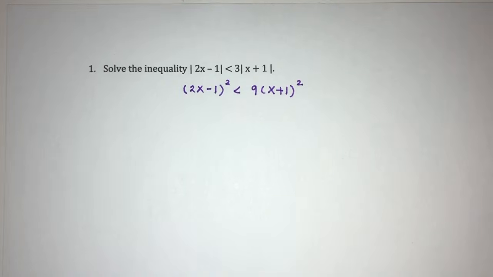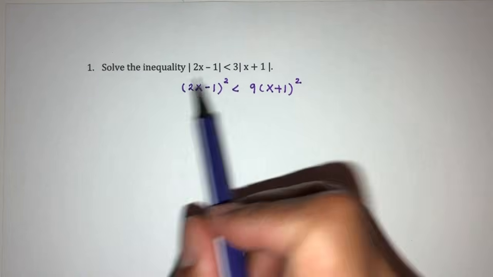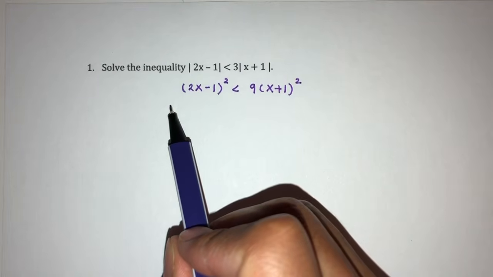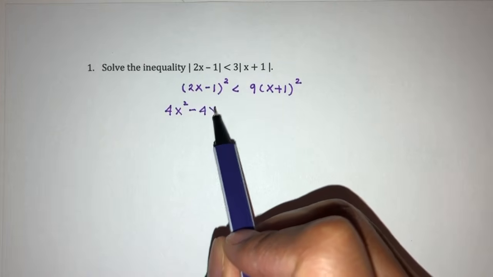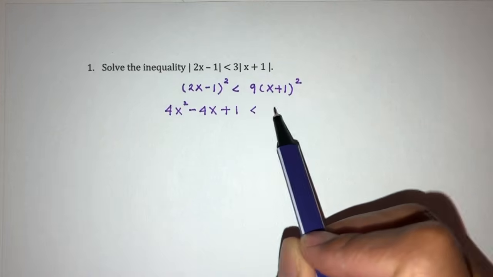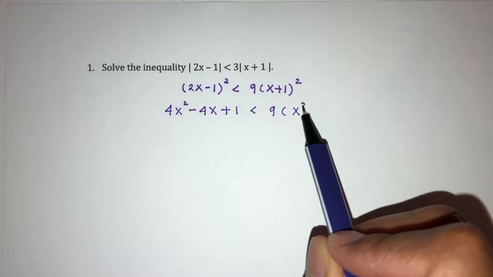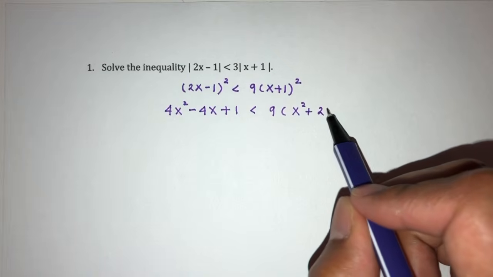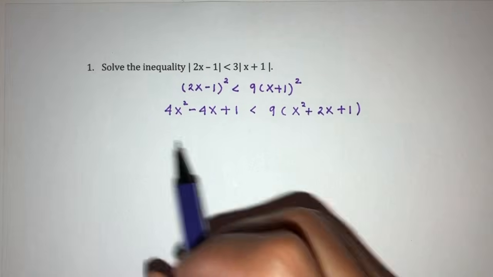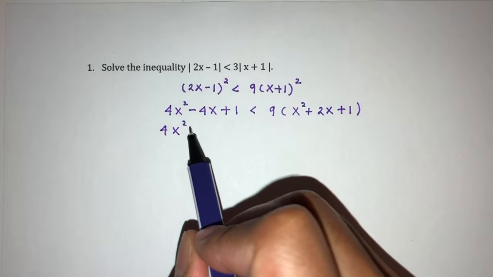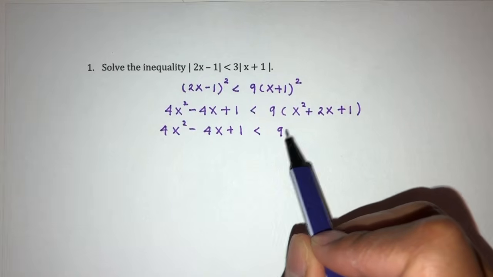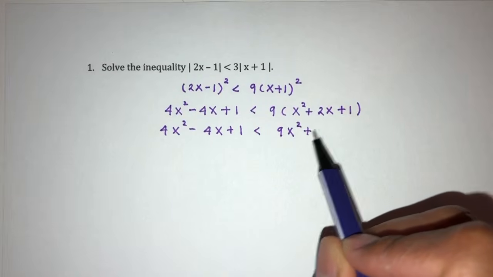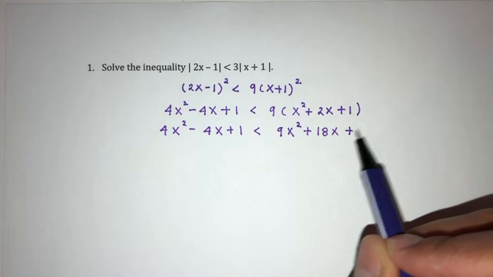Now we just have to simplify, expand, and all that. Let's try one by one. Here we will have what? This will become 4x² - 4x + 1 less than 9, and that will be x² + 2x + 1. Simplify. So again, same thing over here. We just have to expand the brackets on the other side. That will become 9x² + 18x + 9.